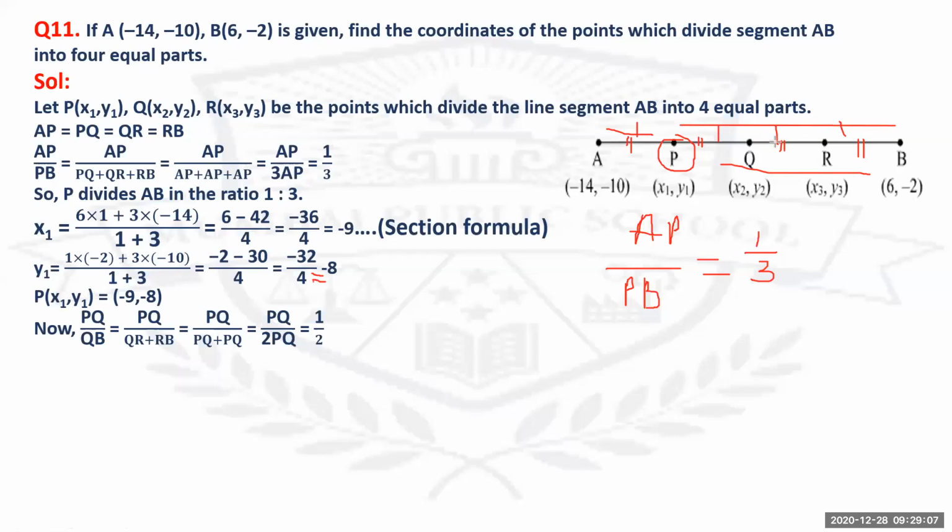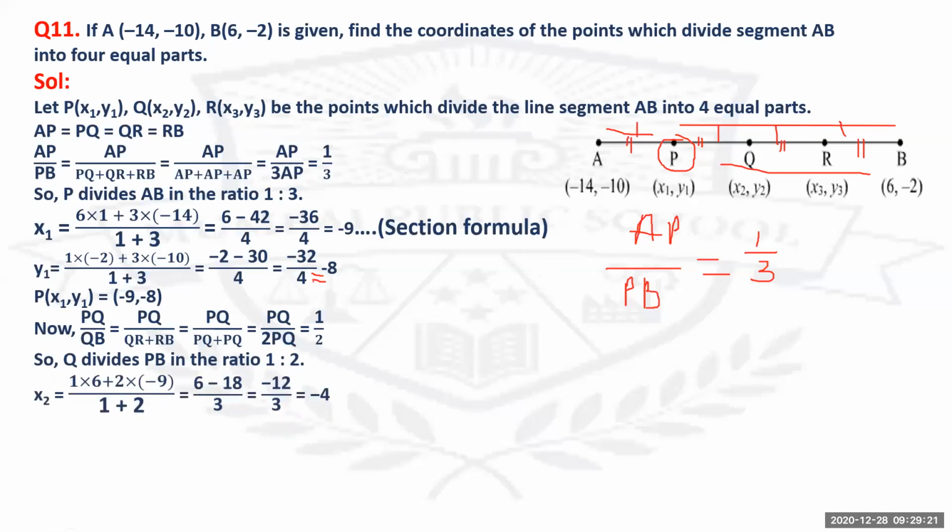Yes, Divya, you have raised your hand, beta. You can ask me. So what you can do is calculate with the help of the section formula. I'll do that first. So Q divides PB in the ratio 1:2. So x2 is (1 into 6 plus 2 into -9) upon (1 plus 2). Yes, Lakshmi, you have raised your hand, but again you can ask. 6 minus 18 upon 3. So that is -12 upon 3. That equals -4.